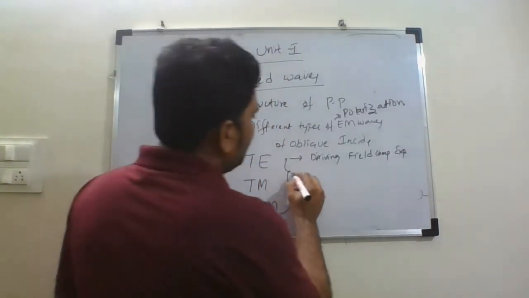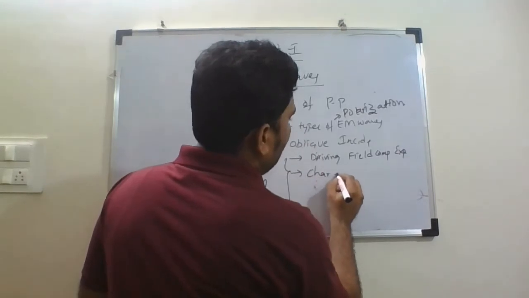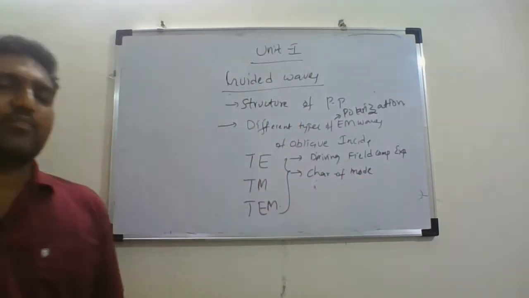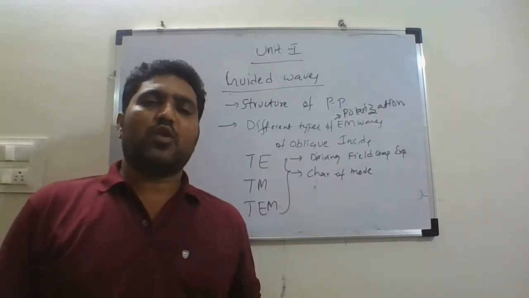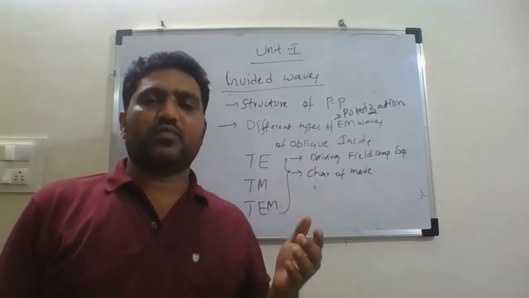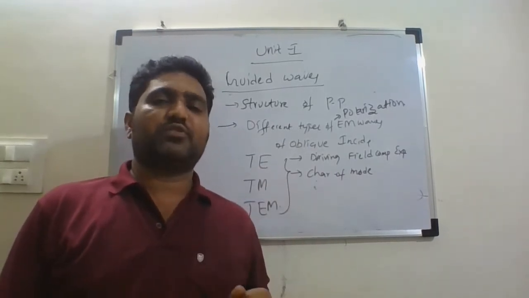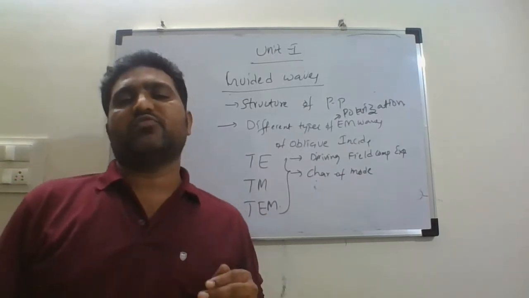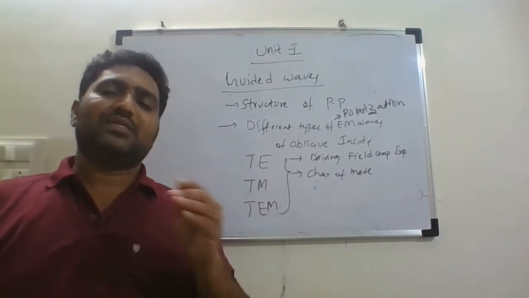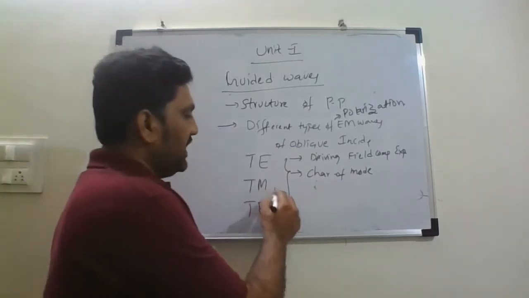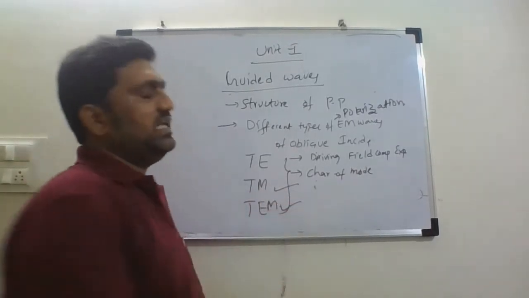Then we will be discussing certain characteristics of the mode, like what is the minimum cutoff frequency, what is the launching angle, what is the cutoff wavelength. And then what is the velocity of propagation for this TE mode. What about the attenuation in case of the TE mode, what is the wave impedance in case of TE mode, all these things. Similarly, for TM mode also we will do the same thing, and for TEM mode also.